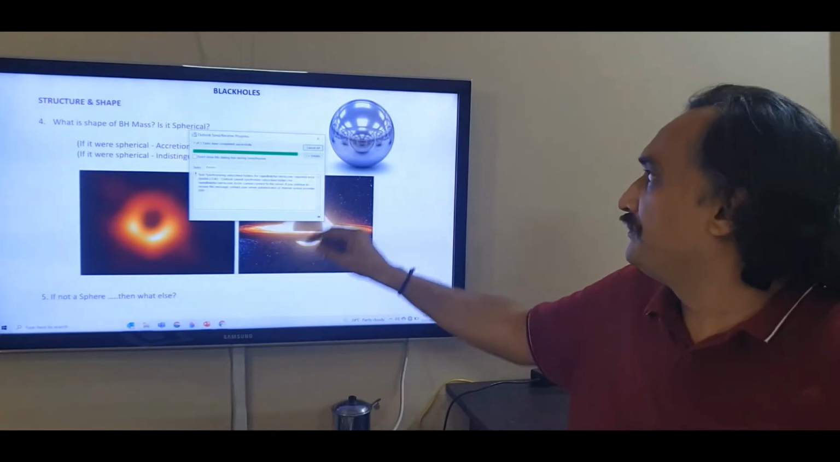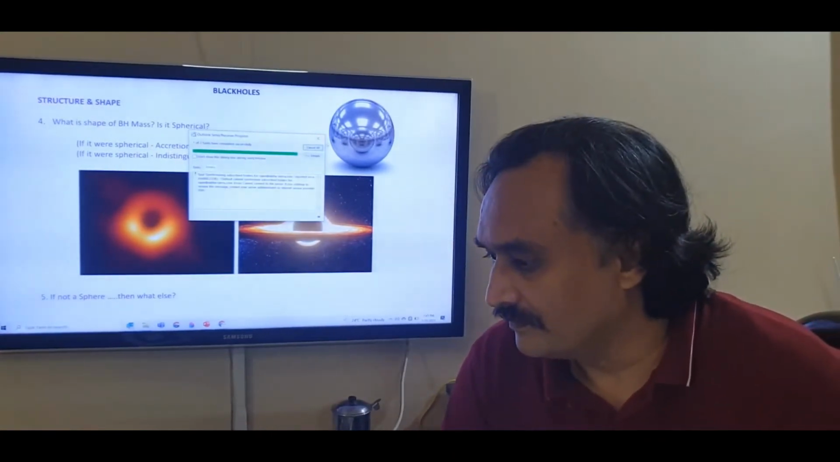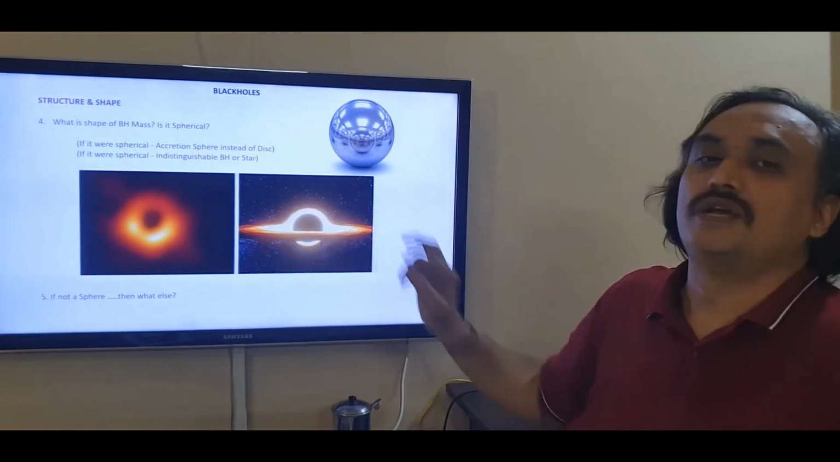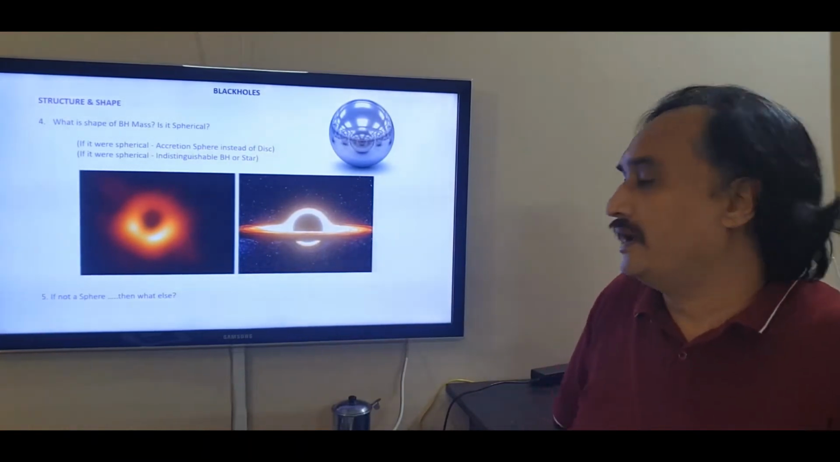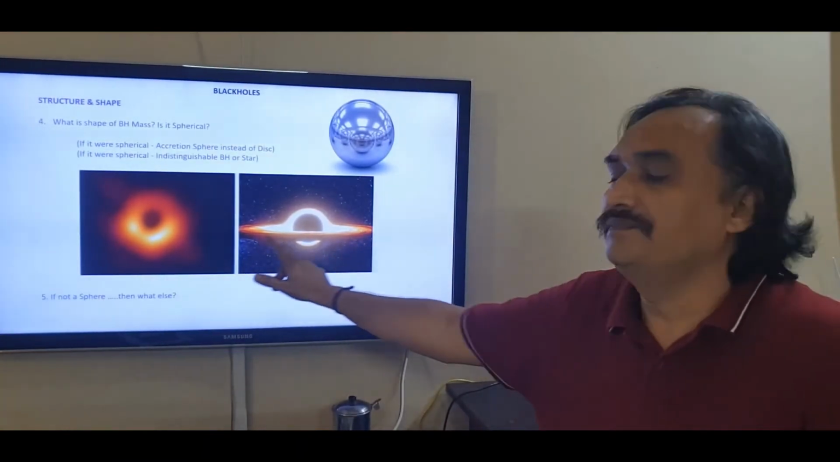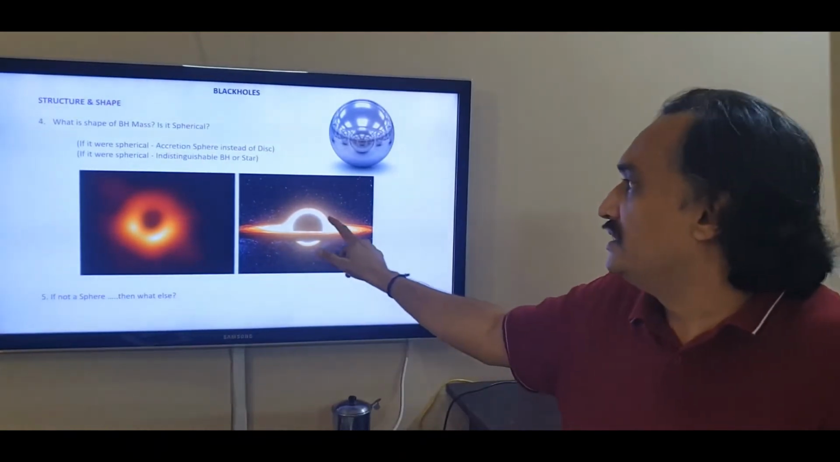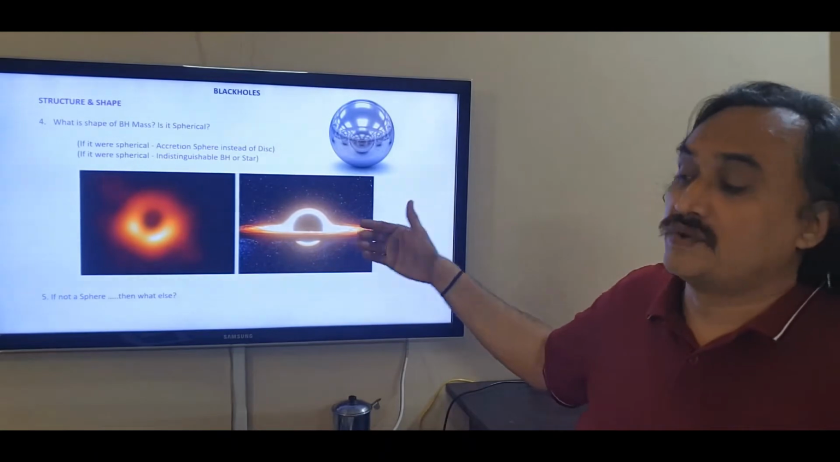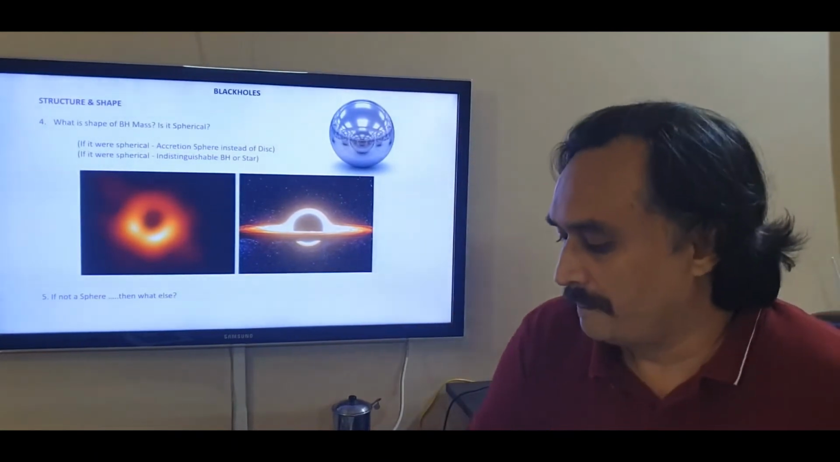So in a way, this is not the mass actually falling. The mass is falling only through the accretion disk. This one is only a mirage of the accretion disk which is behind the black hole.